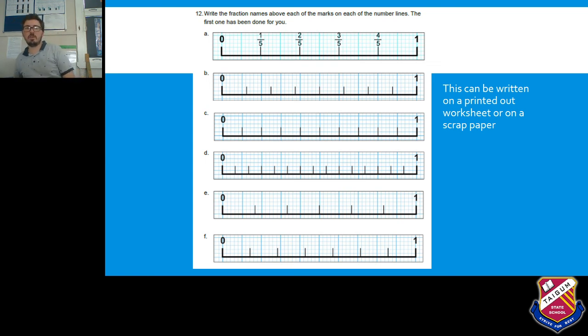C, what I want you to do is go through and count how many increments or little dashes there are between 0 and 1. Now, that is the amount of parts it has been broken up into. I want you to, above each of them, write the fraction. Pause the video and give that a go.